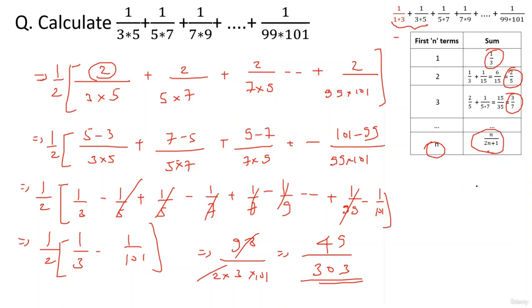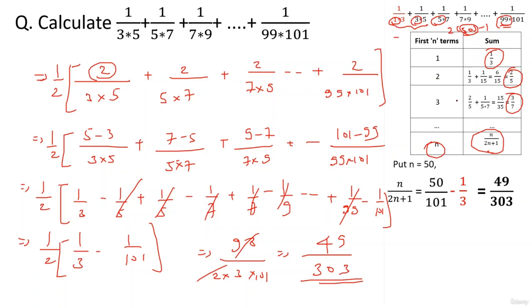So now you put n equals to 50 here, because see, guys, we have the 50th term as 99, right? 1 is the first odd number, 3 is the second odd number, 5 is the third odd number. 99 is 2 into 50 minus 1, the 50th odd number, right? So we substitute n equals to 50 and we get the sum as 50 upon 101. But हमने यहाँ पे ऊपर 1 by 3 add भी किया है, so subtract कर लेते हैं. We get the same answer, 49 by 303. Exact same answer. Okay, with much lesser efforts, right?